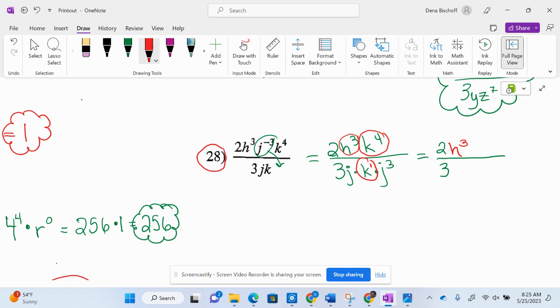Which one has more power, the top or the bottom? Top or bottom? How much more? 3 more. And then let's look at your j's. You have a j to the first and a j to the third. So that becomes j to the what power? 1 plus 3 is 4. Yeah.